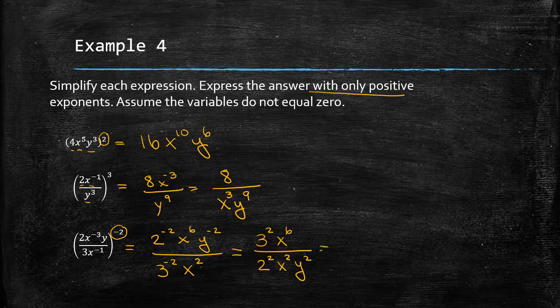Okay, one more step. So 3 squared, I'll write that as 9 in the denominator. 2 squared is 4. Okay, so I have x to the 6th divided by x squared. There are more x's in the numerator, so I'll write my x beside the 9 in the numerator. And since 6 minus 2 is 4, I know I have x to the 4th power in the numerator, and then y squared is in the denominator.